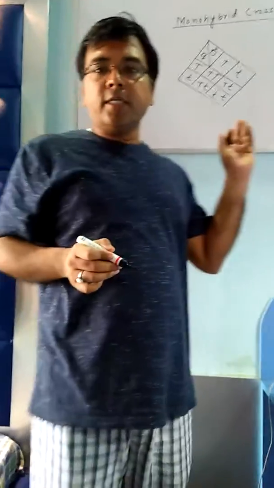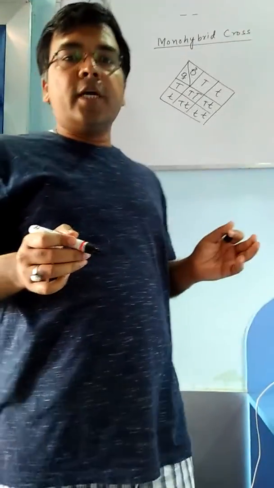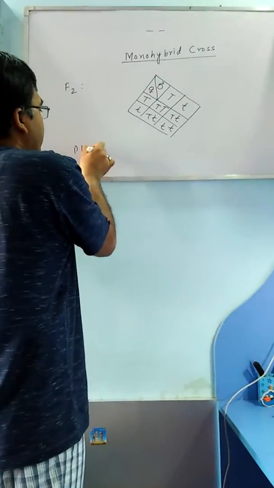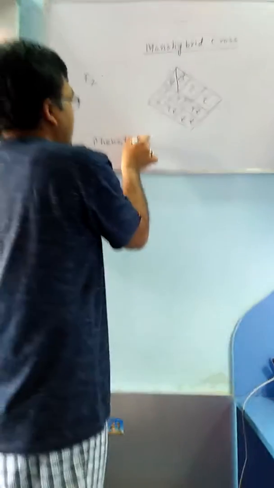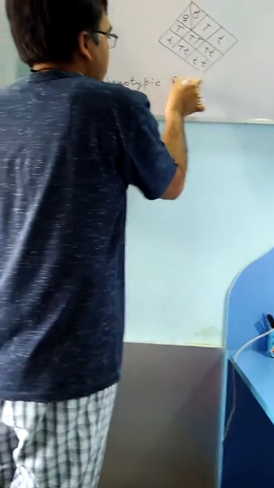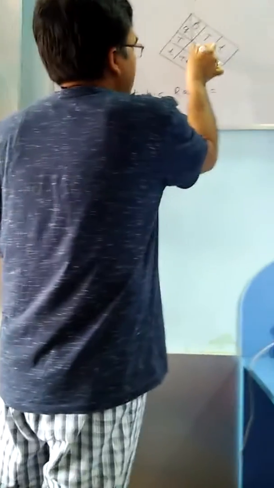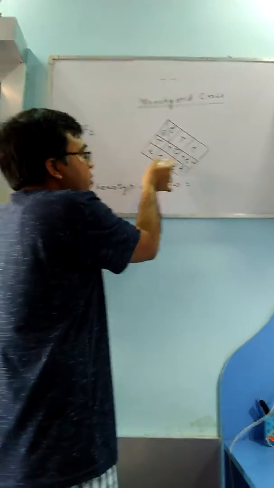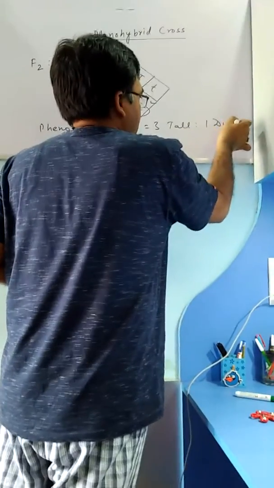that is homozygous dwarf. So what you can see here is that the phenotypic ratio, if calculated, will be 3:1. So this will be tall, this will be tall, and this will be tall. However, this one is homozygous tall and these two are heterozygous tall, and this is homozygous dwarf. So it will be 3 tall to 1 dwarf.